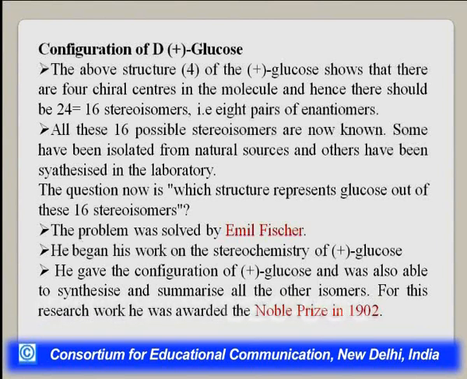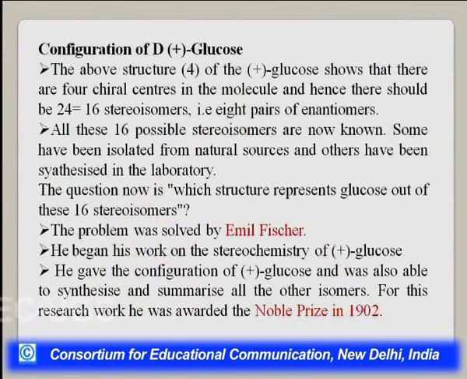All these 16 possible stereoisomers are now known. Some have been isolated from natural sources and others have been synthesized in the laboratory. The question now is, which structure represents glucose out of these 16 stereoisomers? The problem was solved by Emil Fischer, a great scientist. He began his work on the stereochemistry of D-glucose, or we can say plus glucose. He gave the configuration of glucose and was also able to synthesize all the other isomers. For this great work, he was awarded the Nobel Prize in 1902.